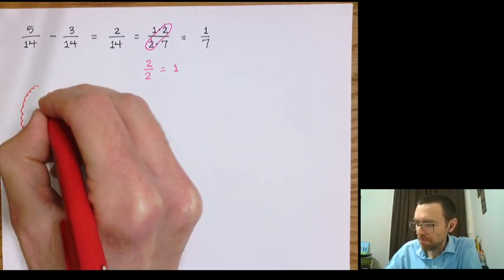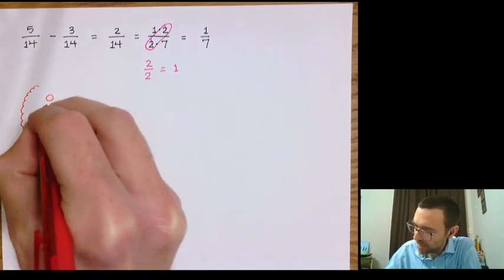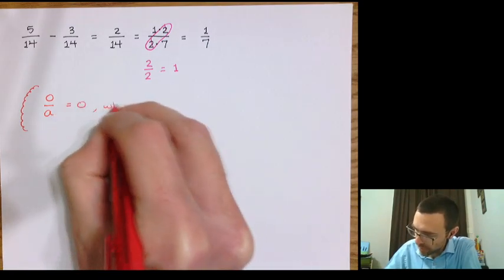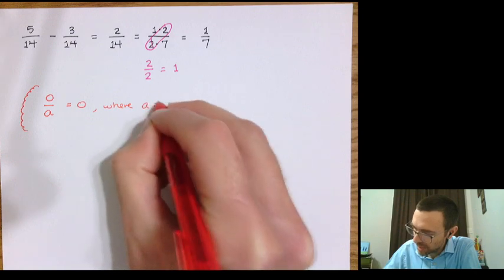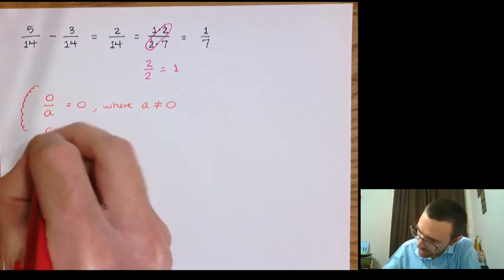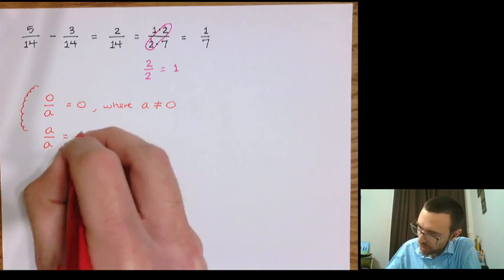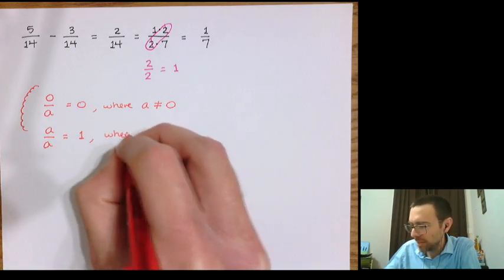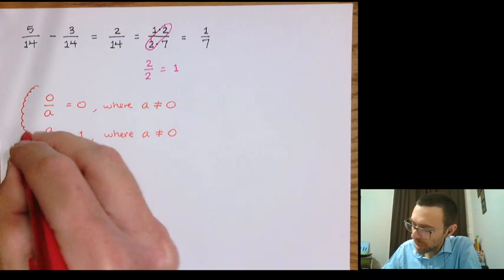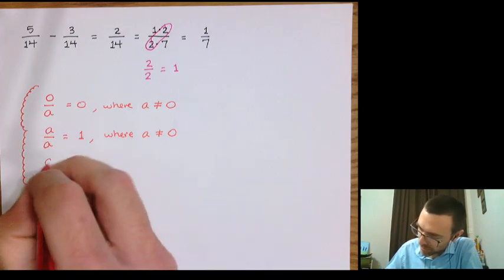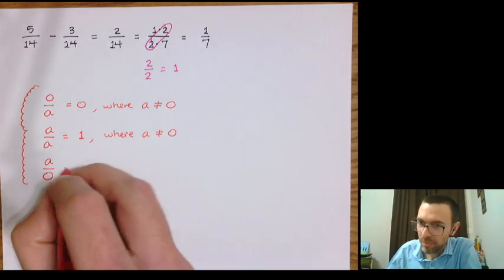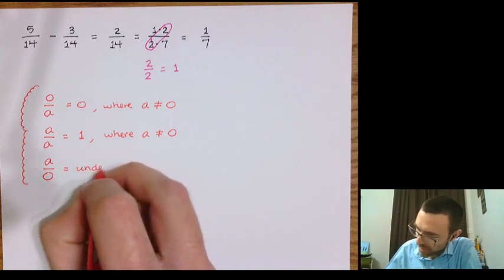So here are some things for us to know. If I have 0 divided by any number, this is going to equal 0, provided that that denominator does not equal 0. Another thing, if you take a number divided by itself, you get 1. And again, this is under the provision that that denominator is not 0. Why do we have to keep making these provisions for when the denominator is not 0? Well, here's why. When you divide by 0, the expression is undefined.